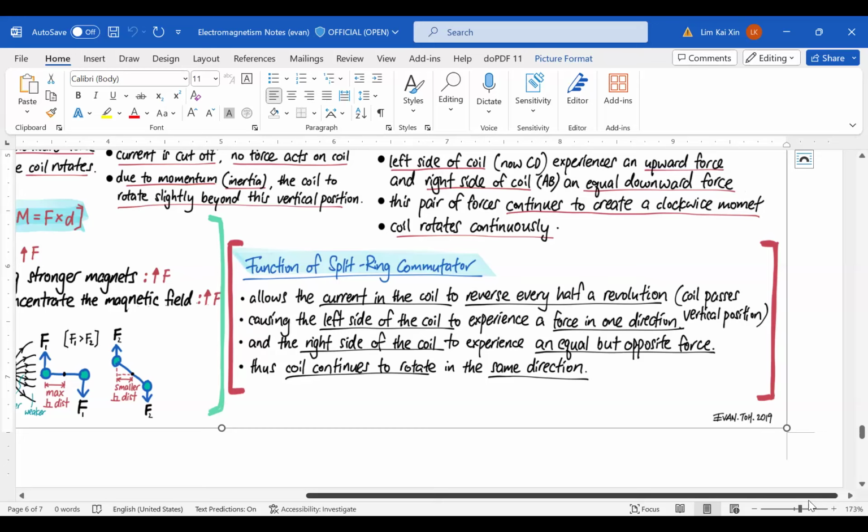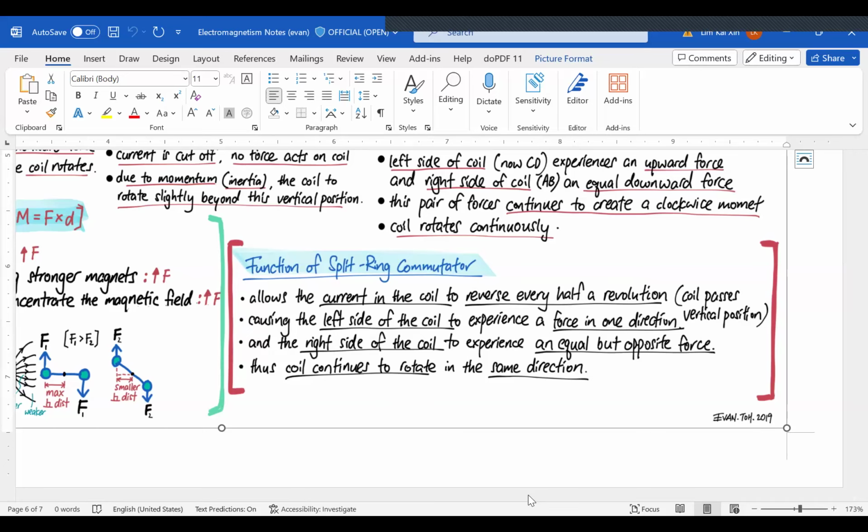Okay, so it will then cause the left side to always experience an upwards force, and the right side to always experience a downwards force in this case. Or the left side will always experience a force in one direction, and the right side will experience an equal but opposite force. So the coil will always continue to rotate in one direction. In this case, it's the clockwise direction.